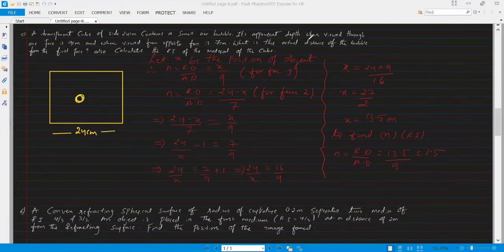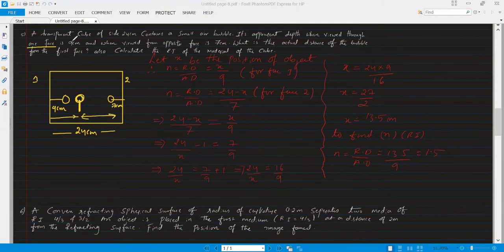So the apparent depth when viewed through one face is 9 centimeter. Let us call this face 1 and this face 2. Viewed from here, it appears to be at a distance of 9 centimeter. And when viewed from the opposite face, it is about 7 centimeter. Viewed from here, it seems to be 7 centimeter away. What is the actual distance of the bubble? That means you have to calculate this distance either from this face or from this face.